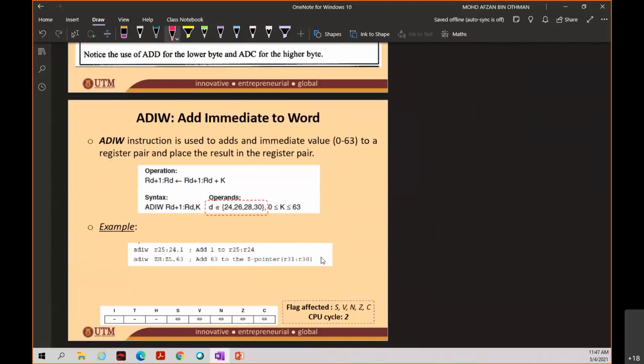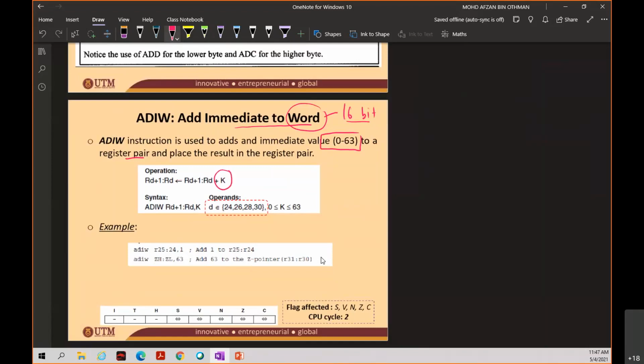ADIW stands for add immediate to word. You're going to add immediate data to a 16-bit number. This instruction is used to add an immediate value, which must be from 0 to 63 only, to a register pair, and place the result in the register pair. The operation is Rd+1:Rd = Rd+1:Rd + K.